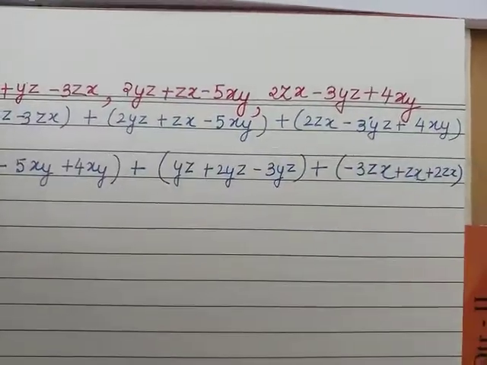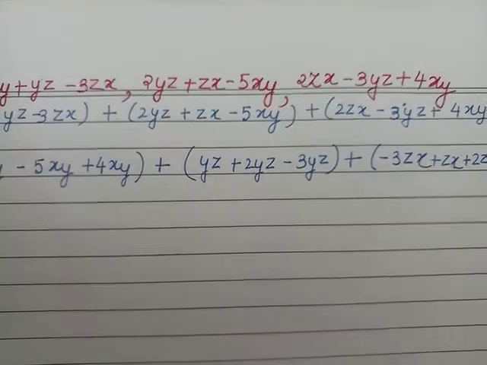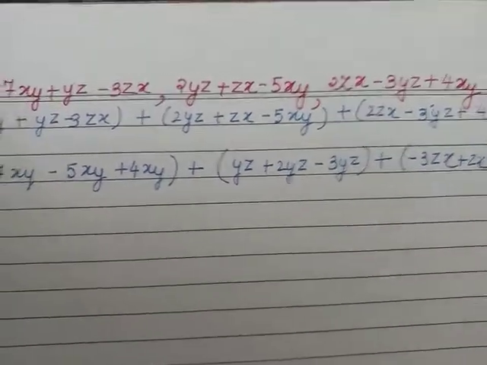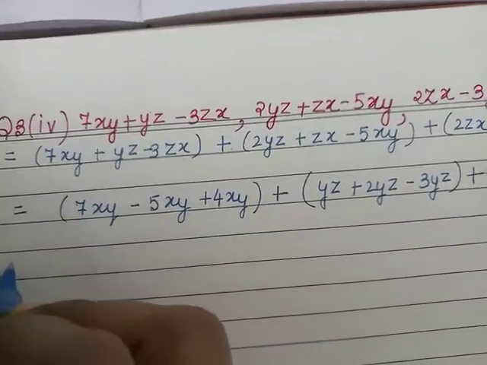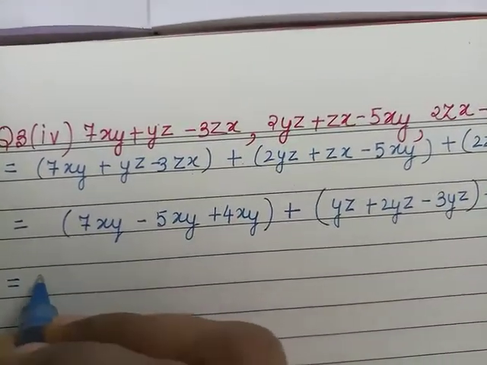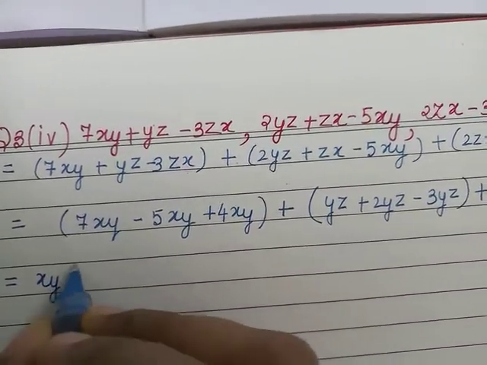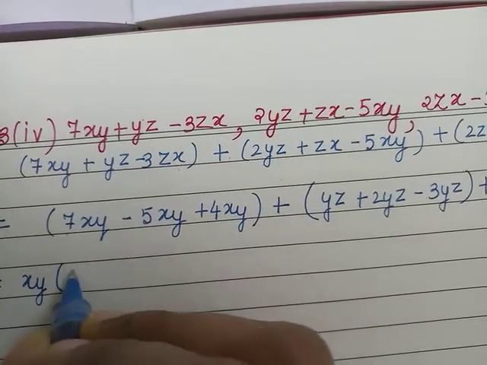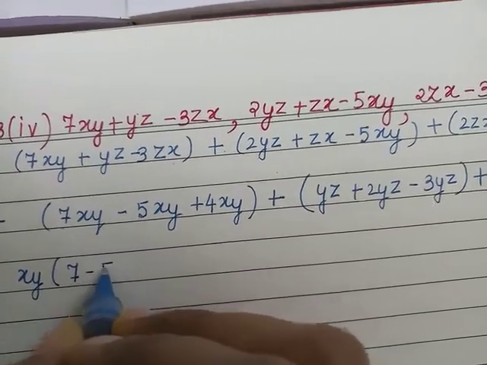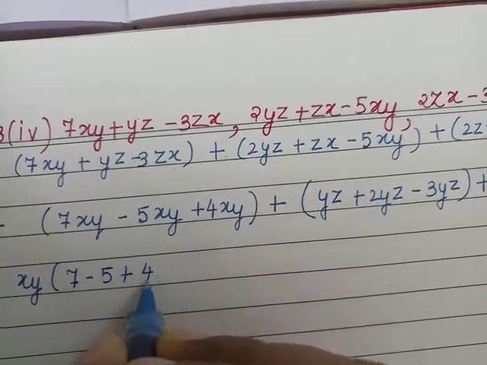This way we have written all the like terms in the same group. Now in the first one, what is common? xy is the common factor. So we take it out. Now what we are left with? 7 minus 5 plus 4.